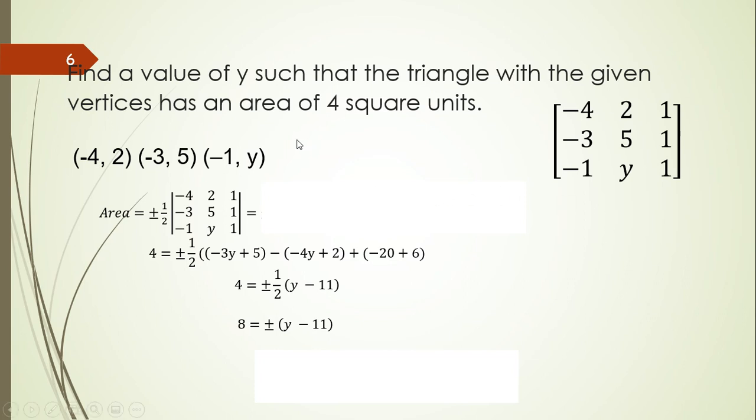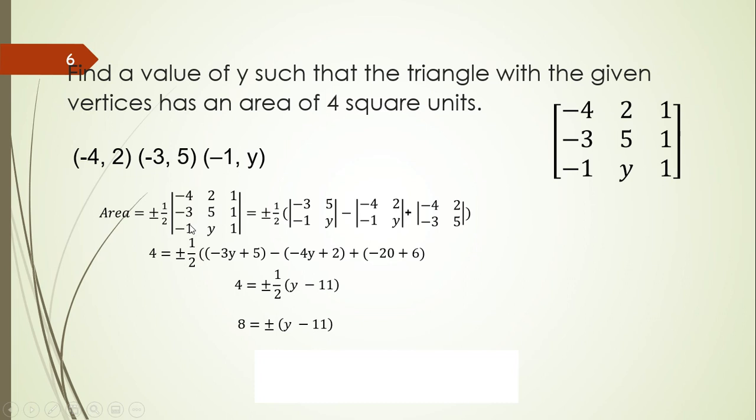All right, this is a little bit trickier here. Find the value of some unknown y such that the triangle with the given vertices has an area of 4 square units. So my points are (-4, 2), so -4, 2, 1, (-3, 5), so -3, 5, 1, and now (-1, y), oh, here I've got an unknown, I've got y, so -1, y, 1. And again, I'm going to use column 3 to calculate the determinant.